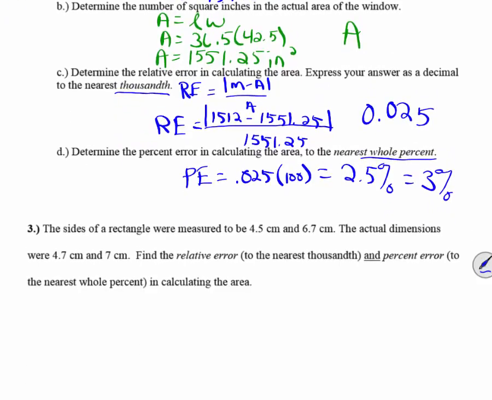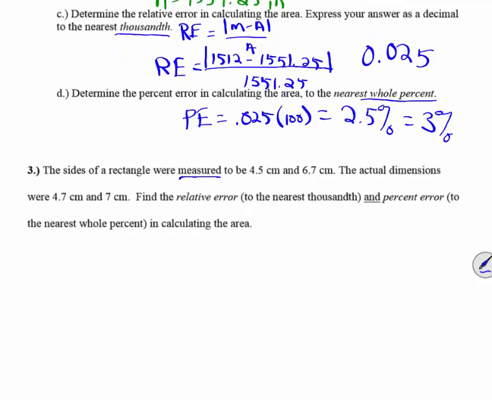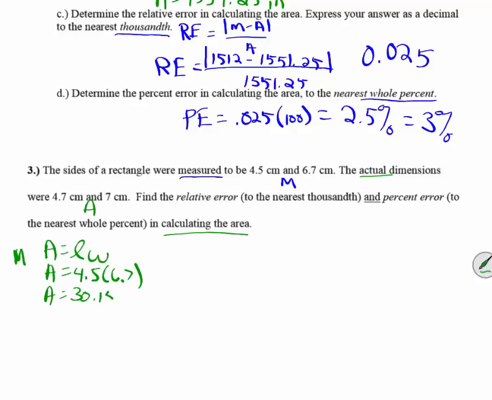All right, if the sides of a rectangle were measured to be 4.5 centimeters and 6.7 centimeters, the actual dimensions are 4.7 and 7. Find the relative error and percent error to the nearest whole percent and calculating the area. So we actually have to go through and do what we did up top, but we're going to do it just as one problem. So the measured area, length times width, is 4.5 times 6.7, which gives you 30.15.